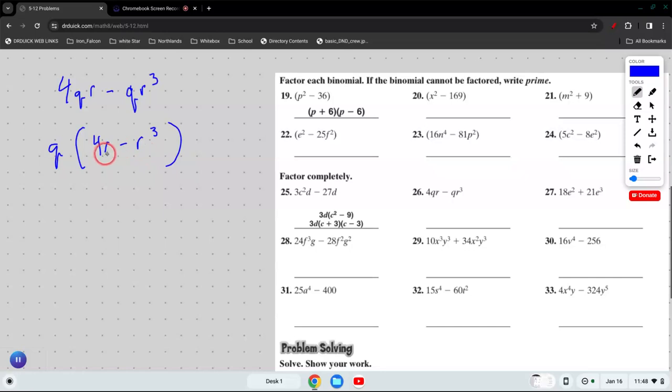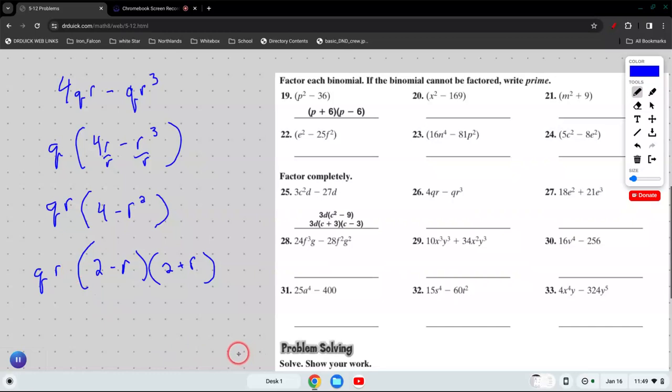Then I see which one. I can take out an r now. I'm going to take this one out. And what I'm doing is just dividing both by r. So I end up with Qr times 4 minus r squared. Now, is that a perfect square? Yes. Is that a perfect square? Yes, in a way, right? You can now make this 2 minus r times 2 plus r times Qr. Super tricky.